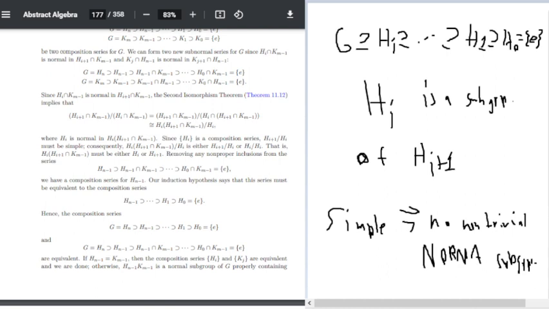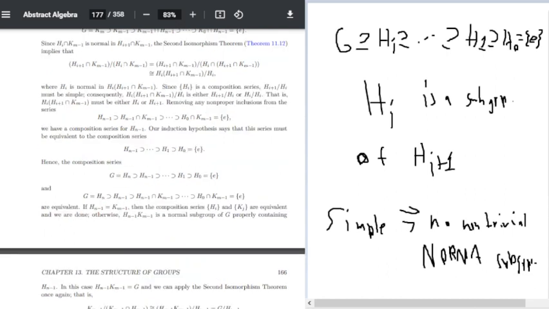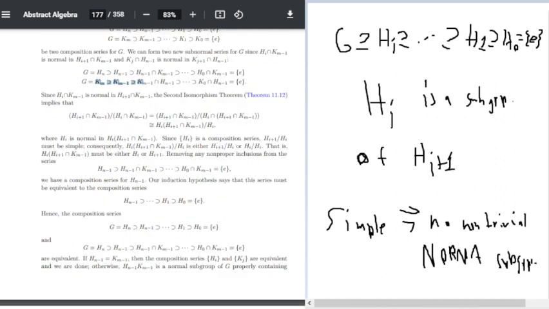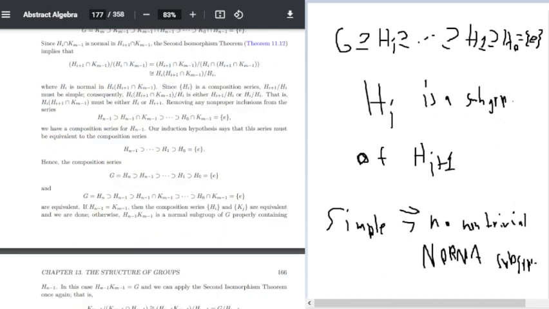Consequently, Hi+1 ∩ Km−1, since this is a normal group, is going to be a normal subgroup by the fact that we're working with normal subgroups. It's either going to be the identity, or it's going to be the only non-trivial subgroup, that is Hi+1. Then it gives us a composition series that is supposed to be equivalent to that. Applying the inductive hypothesis along with everything here changes our series to be these two equivalent series.